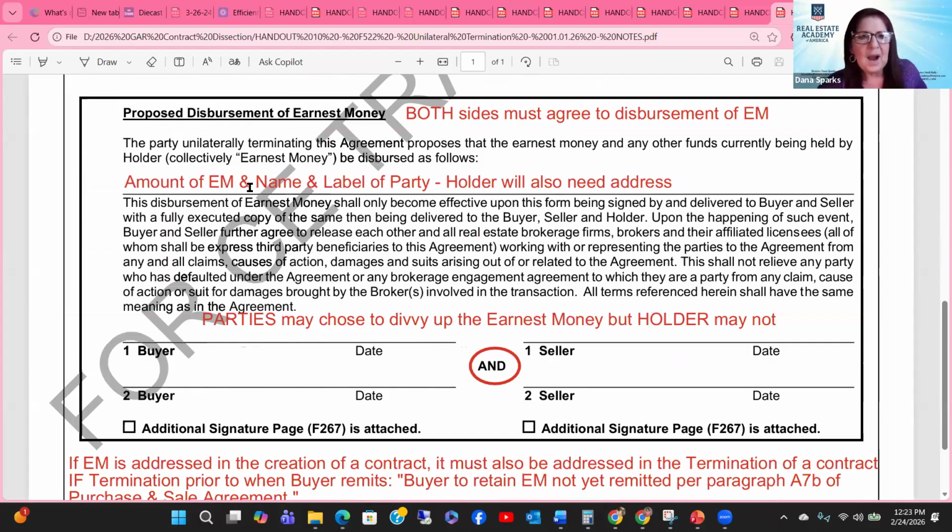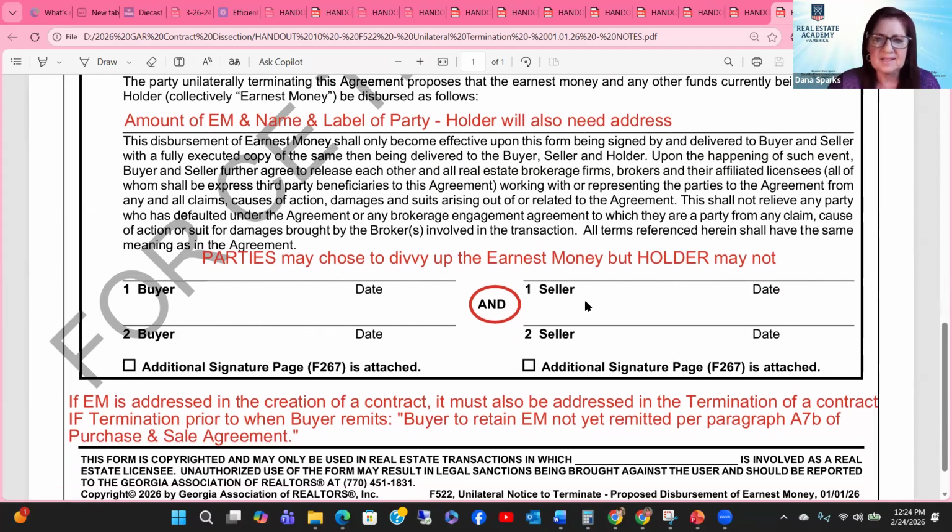So this is how they're proposing, whichever party's terminating, this is what they want done with the earnest money. Amount of earnest money, name, and labeled party. For example, $3,000 to buyer Dana Sparks. Your holders, it'd be nice if you gave us their address, but definitely the party. Now, as I mentioned before, if there's an issue, the holder is going to send it to court, or even if there's not an issue, the parties themselves can divide up the earnest money. So for example, you could put buyer to receive $1,500 and seller to receive $1,500. Buyer and seller can decide whatever they want. The holder, we have to treat that amount of money as one big pile of money and can't divide it ourselves. And you need both buyer and seller.